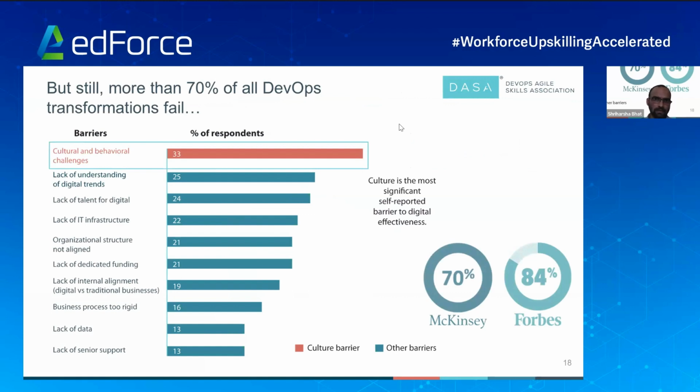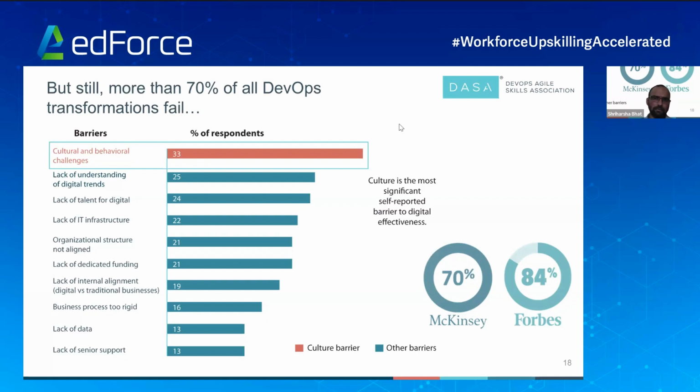But still, we see that 70% of DevOps transformations fail. It was measured or found by McKinsey and Forbes, and they say there are a lot of reasons why the transformations fail, or go slow, not at the speed they would like to have.